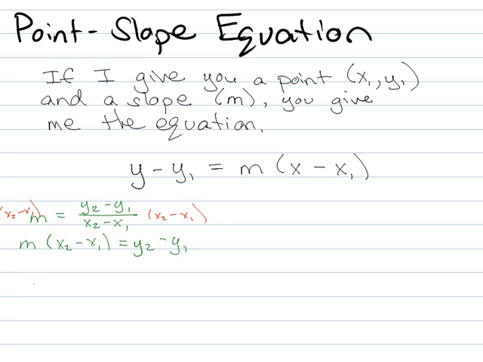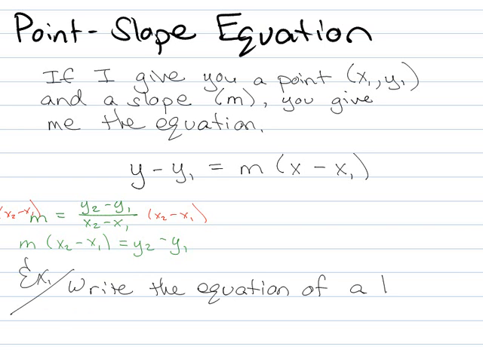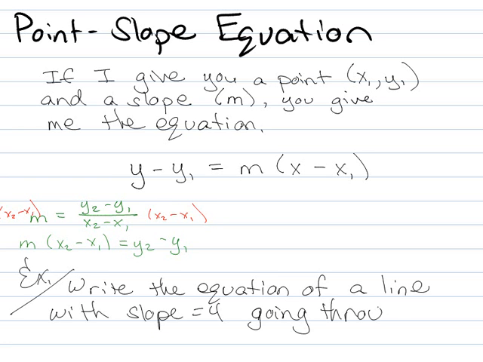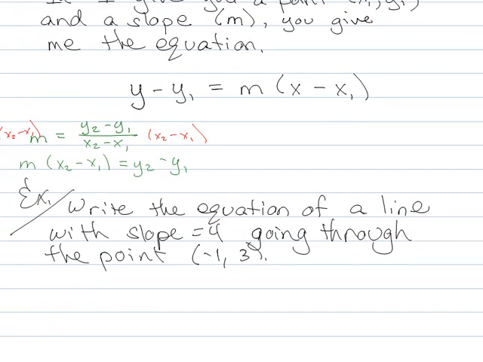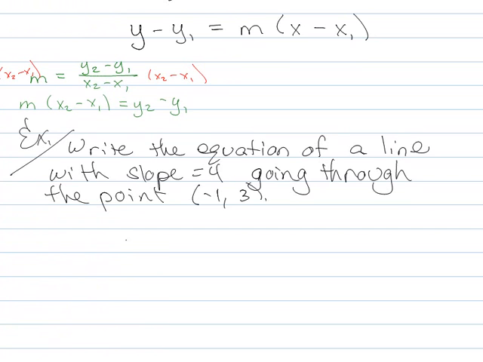All right. So you might have problems that look something like: write the equation of a line with slope equal to 4, going through the point -1, 3. So that's the kind of problem we're looking at. I'm always going to look at my general form, so you always write the general form first: y minus y1 is m times x minus x1.